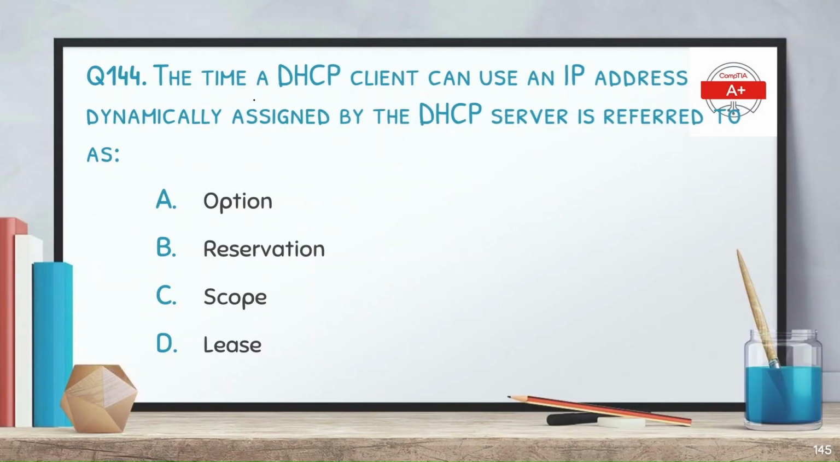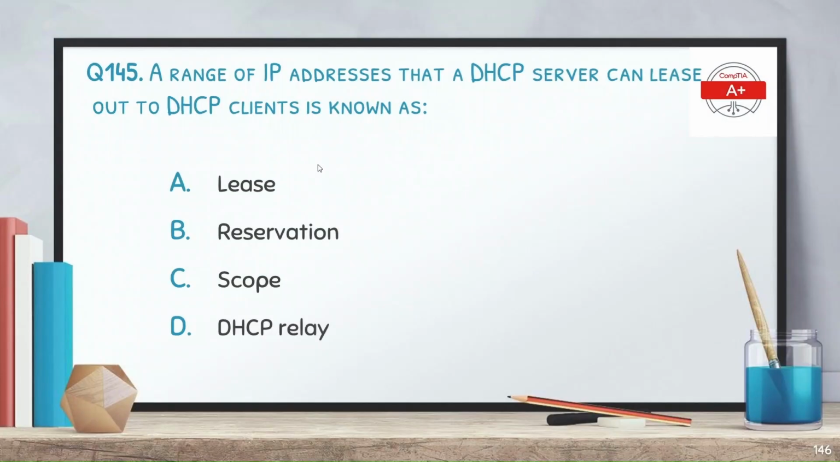Question number 144 is that the time a DHCP client can use an IP address dynamically assigned by a DHCP server is referred to as. The options are A, option, B, reservation, C, scope, and D, lease. The correct option is lease. So an IP address is basically leased to a client for a specific time.